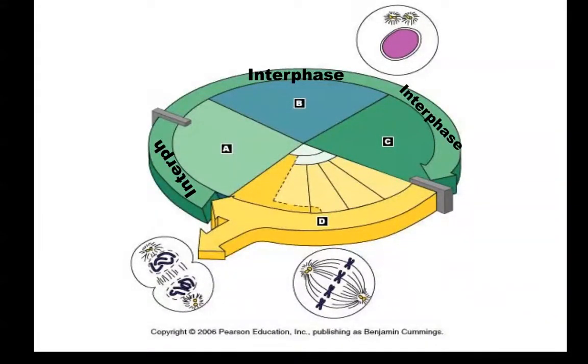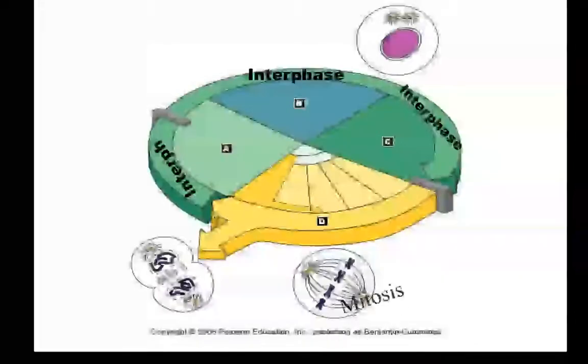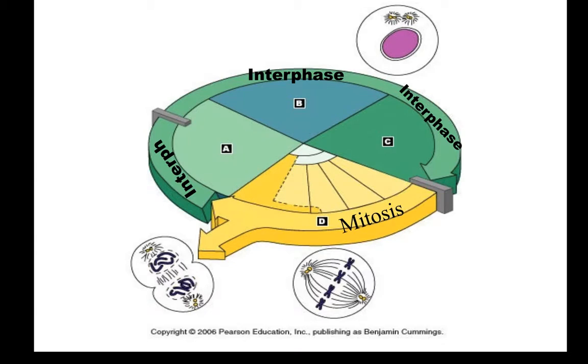After the cell has spent most of its time in interphase, it will now start mitosis, where the cell divides. Label D1 of your diagram as prophase.